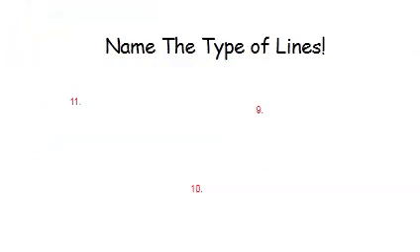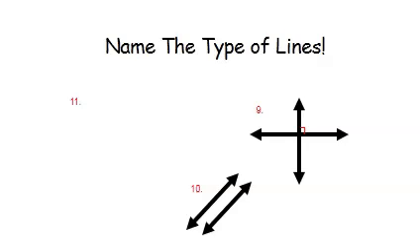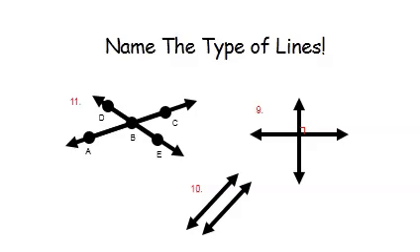Let us look at these types of lines. Those are perpendicular lines. Why? Because they are so special. They form a right angle. And those are parallel lines because they never cross each other. While these two lines are intersecting because they intersect or meet at a point B.